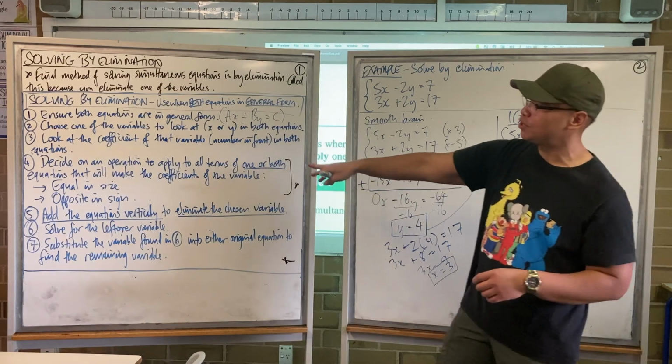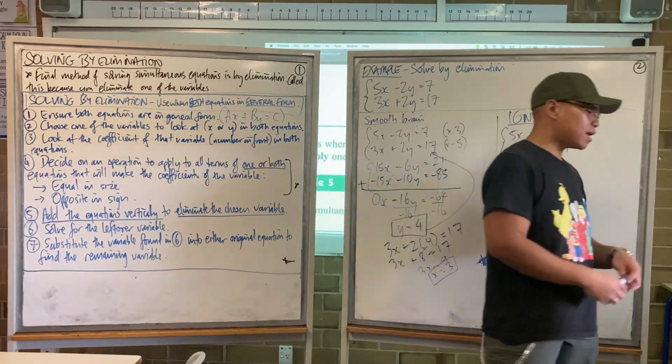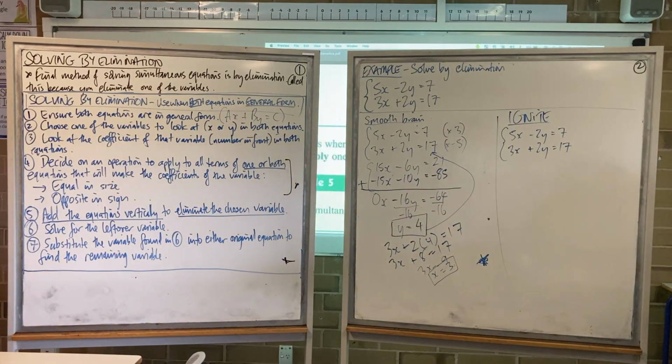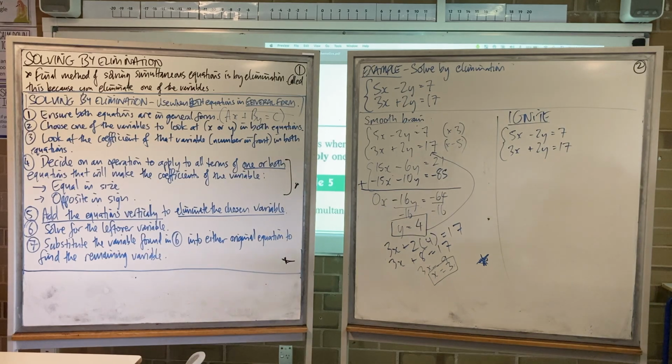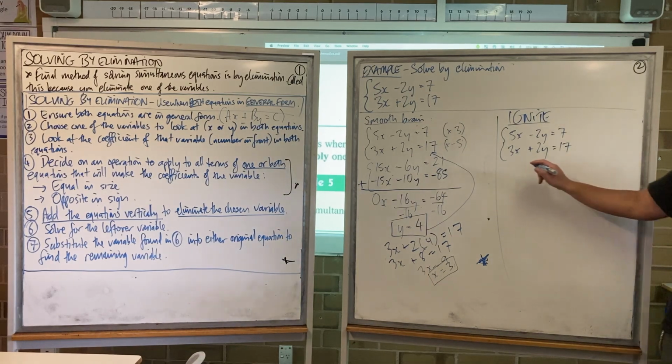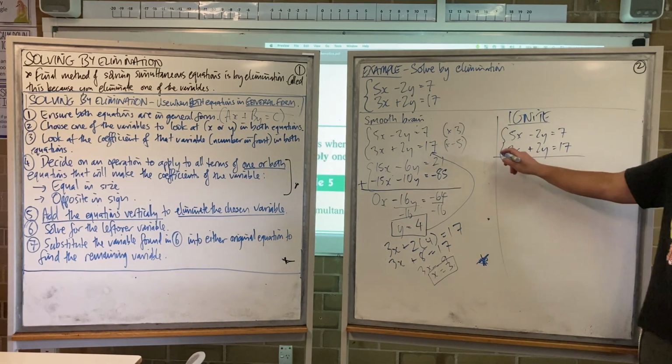I have told you that the hardest step is step 4. I need the coefficients to be the same size and opposite sign. What is the coefficient in front of y? 2. Are they both 2? No. They're already the same size. Are they opposite sign? They're already the opposite sign. So what can I do straight away? I can add them vertically instantly.